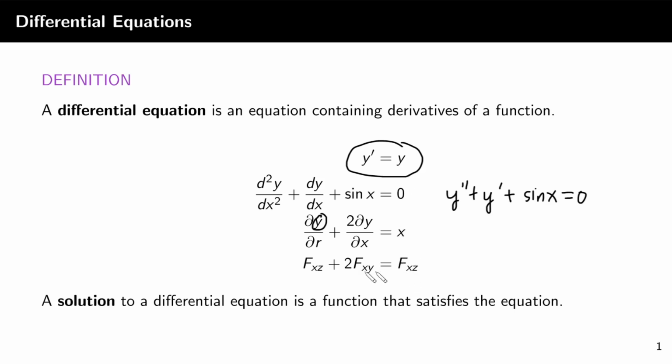Ito namang fourth example natin. This is another notation for partial derivative. So here, the function is f. Okay? In this notation, if we still remember, itong f sub xz, this means that we're taking the partial derivative of f with respect to x, and then saka natin kukunin yung partial derivative with respect to z.